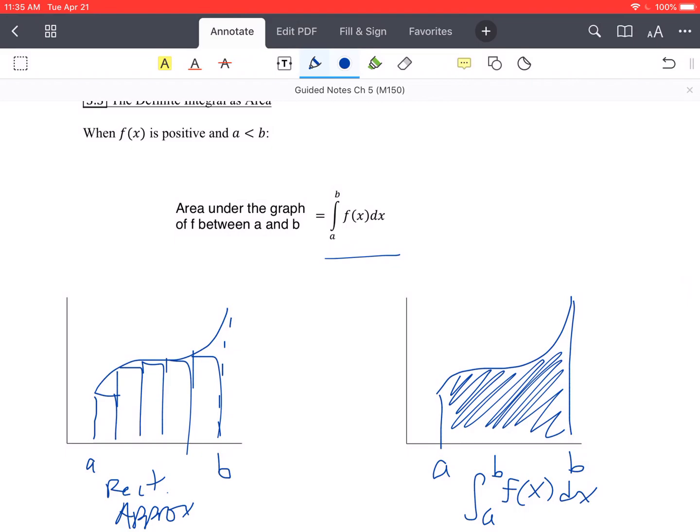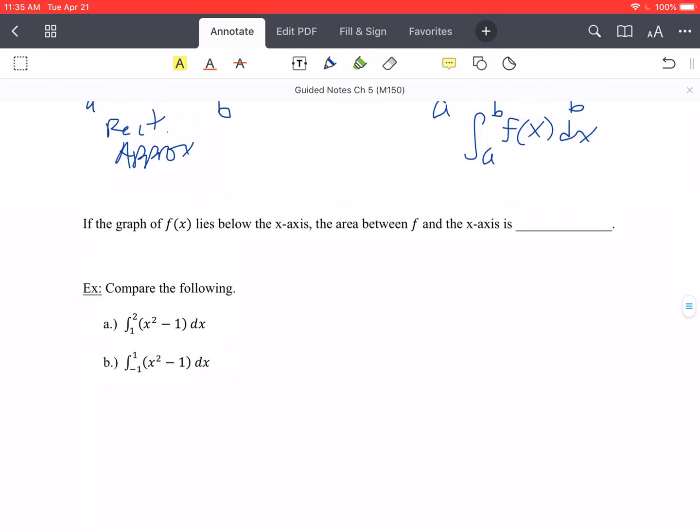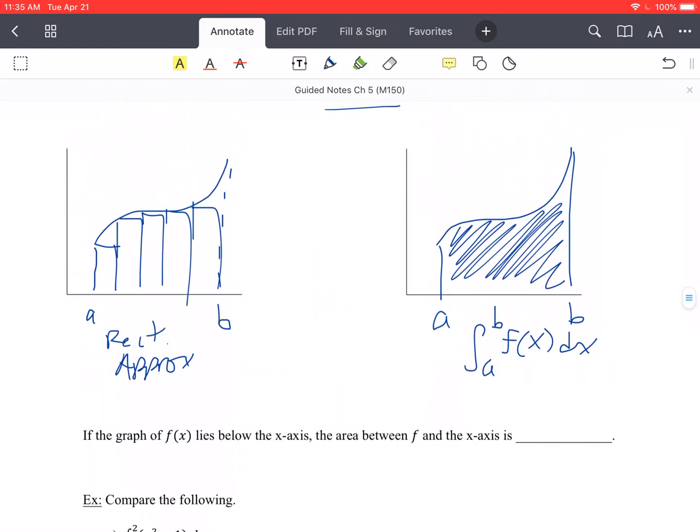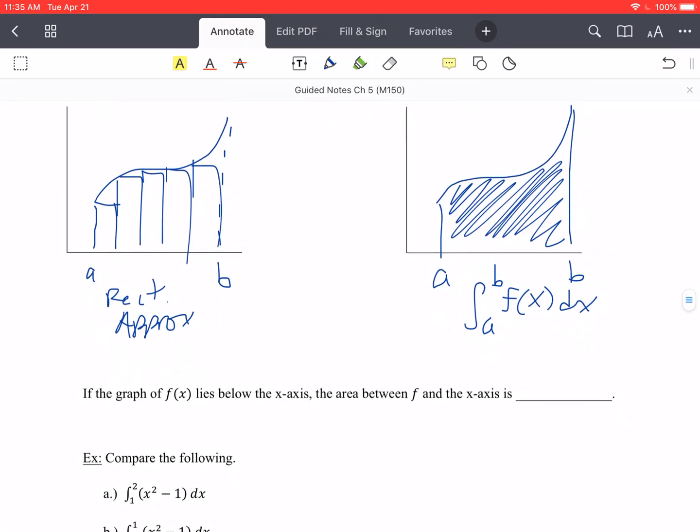And like I keep saying, we will develop ways of calculating this directly, but that's going to come in the next chapter. For right now, we're just looking at it as an area, and looking at approximating areas, and just interpreting what this could mean in different contexts. Now, this is only if the graph is above the x-axis, right? If it's positive. If the graph of f lies below the x-axis, then the area between f and the x-axis is negative.